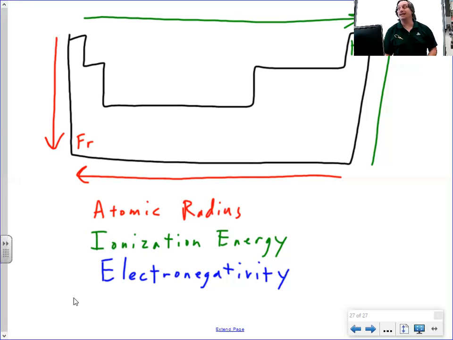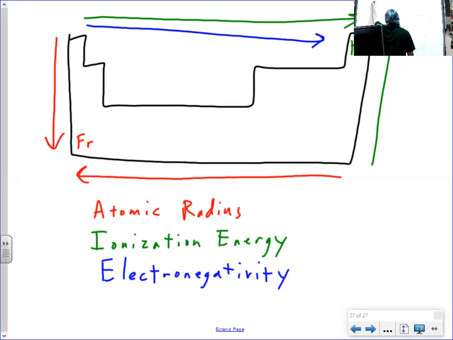So group 17, fluorine, chlorine, bromine, iodine, they're called the halogens. They really want to steal electrons, and they have the highest electronegativity. So electronegativity will actually increase as you go from left to right as well, except for group 18, the noble gases, because those guys already have 8, they don't want your electron, they have their own.